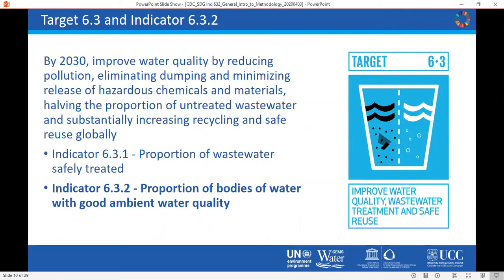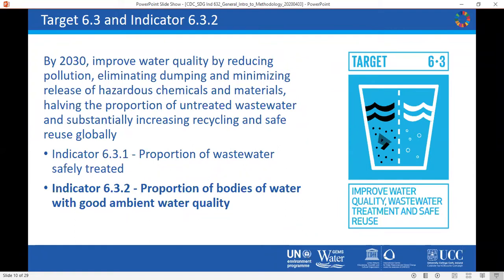So the target 6.3 is quite simply by 2030 to improve water quality by reducing pollution, eliminating dumping and minimizing release of hazardous chemicals and materials, halving the proportion of untreated wastewater, and substantially increasing recycling and safe reuse globally.